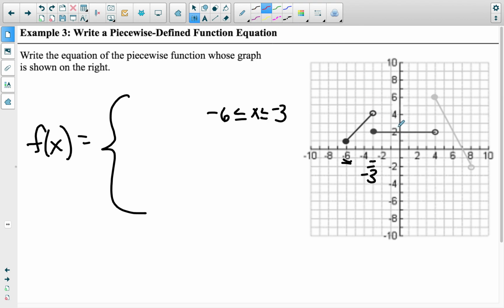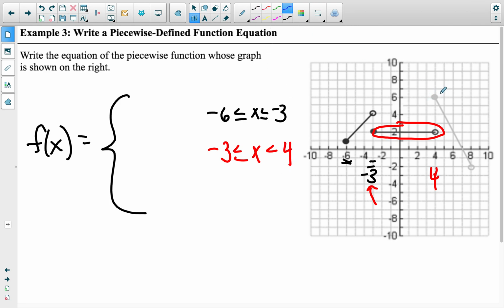Okay, looking at your middle piece right here, notice that it picks up at x equals -3, and then it carries on until x equals 4. So -3, because that's a closed circle right here, we're going to have less than or equal to x. But then we have an open circle at 4, so we're going to have a less than symbol.